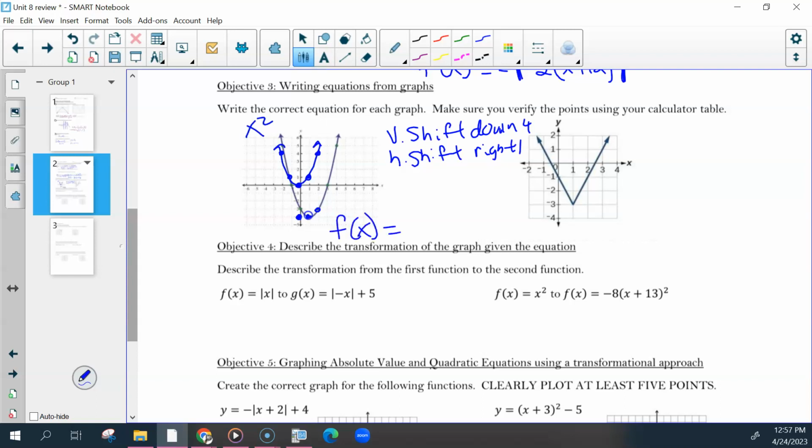So we can write our equation, f of x equals, parentheses x minus 1, close parentheses squared, minus 4. We didn't have any vertical stretches, compressions, or reflections, so nothing on the outside would change. Then we had a horizontal shift, so on the inside, and then we had a vertical shift on the outside, at the back. Questions on that?